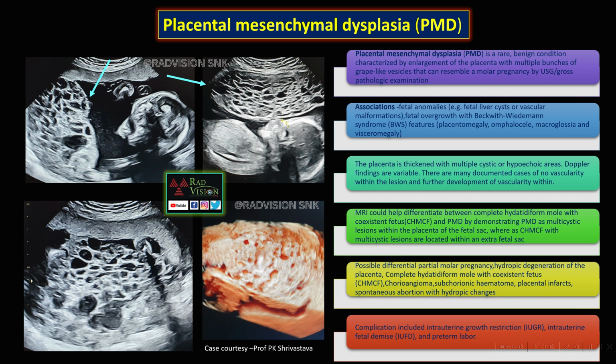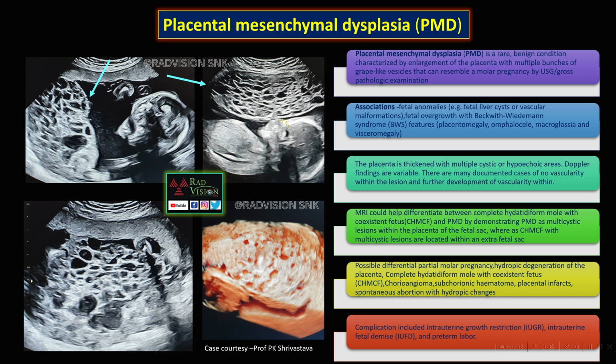Here also is another anomaly, you can see the placenta is thickened and there are multiple cystic spaces noted in the placenta, and the fetus is completely seen separate from the placenta. So this is placental mesenchymal dysplasia. So whenever placenta is thickened with multiple cysts, definitely suspect placental mesenchymal dysplasia, and the differentials can be hydropic degeneration of the placenta, complete hydatidiform mole with coexisting fetus, chorioangioma, subchorionic hematoma, placental infarcts, and spontaneous abortion.